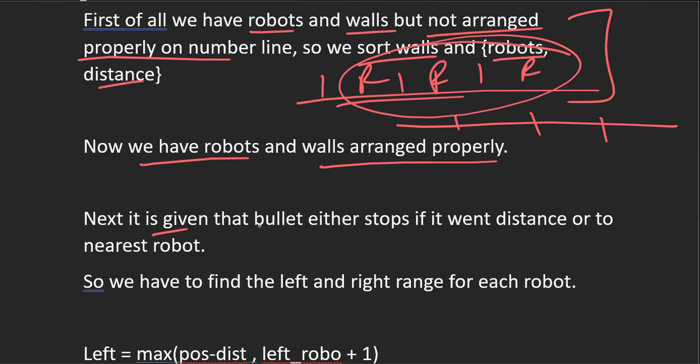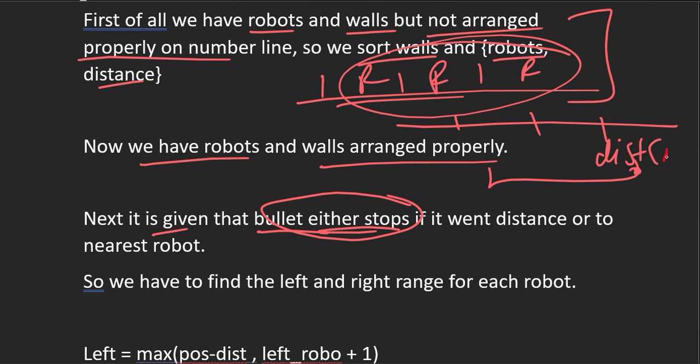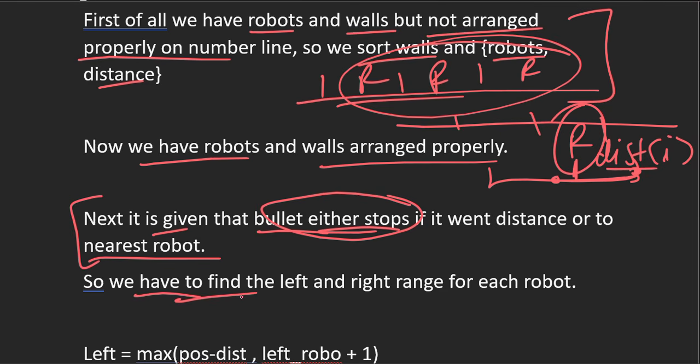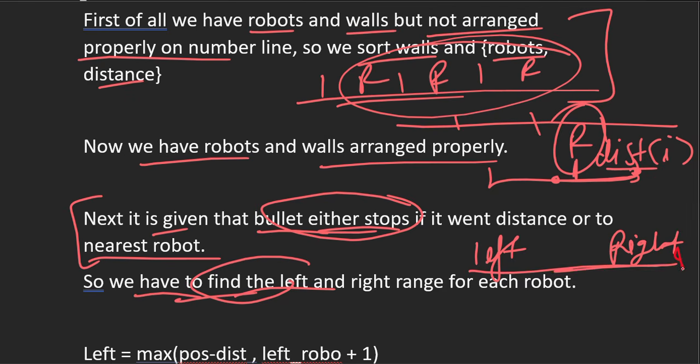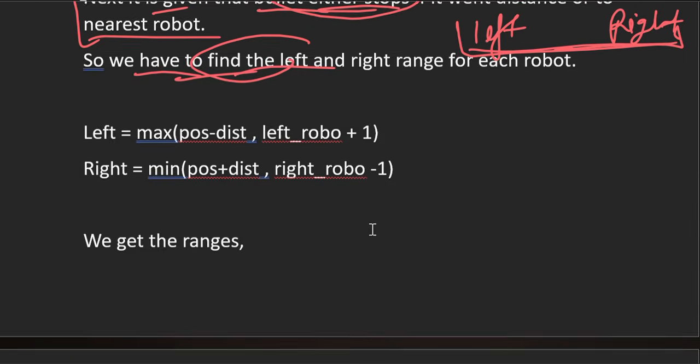So next, it is given that the bullet either stops if it reaches the maximum distance, that is distance of i, or if there is some robot present in between, right? So for every robot, we will be finding its range, that is left and right coordinate up to which its bullet can travel. So let's see what its left can be and what its right can be.